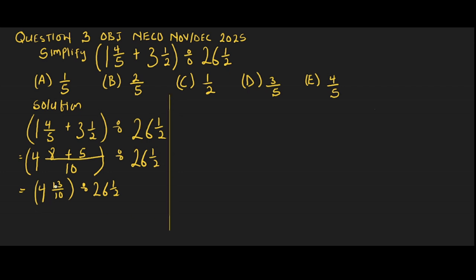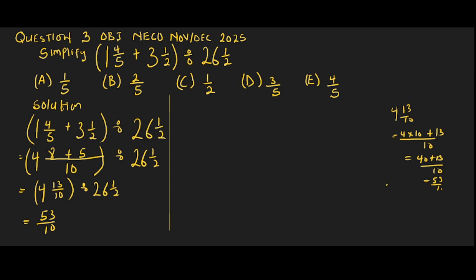To proceed, we need to change this to an improper fraction. This is a mixed fraction, or a mixed number. We'll change this to an improper fraction. That is, we have 4 whole number 13 over 10. That's going to give us 4 times 10 plus 13, all over 10. That's 40 plus 13 over 10. 40 plus 13 is going to give us 53 over 10. So here becomes 53 over 10.